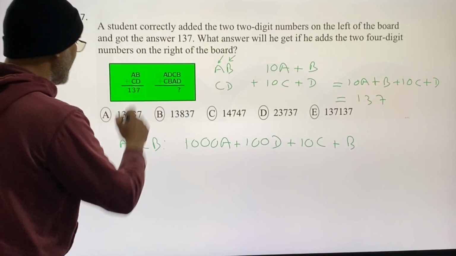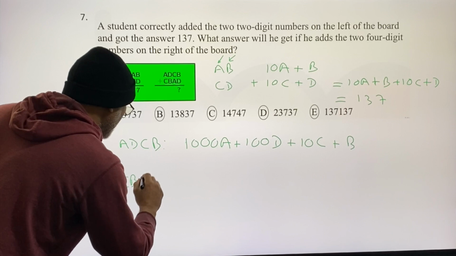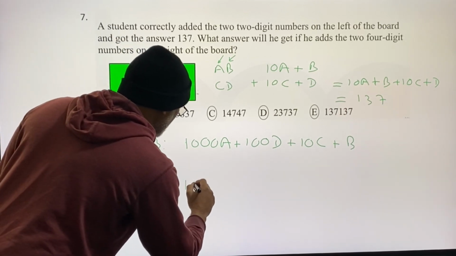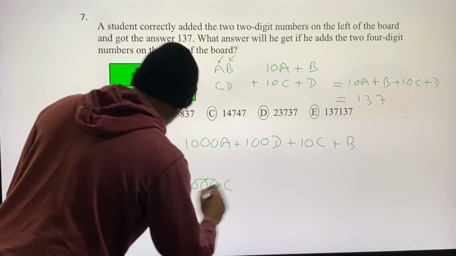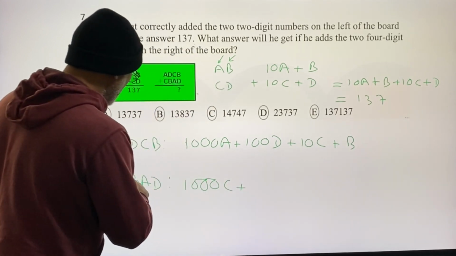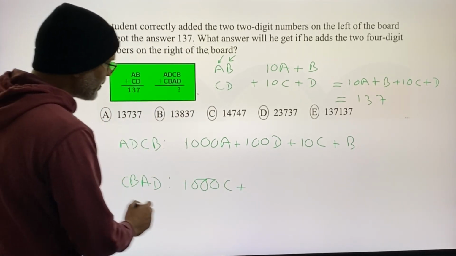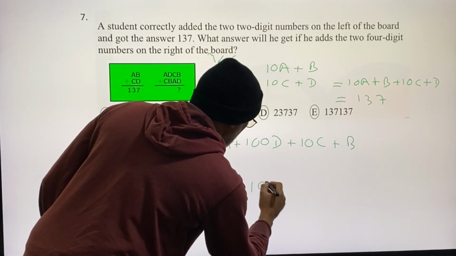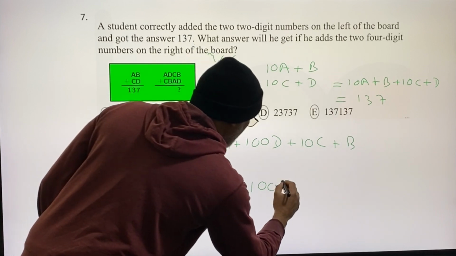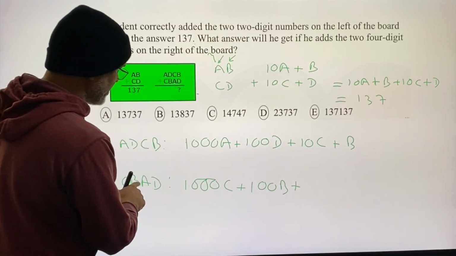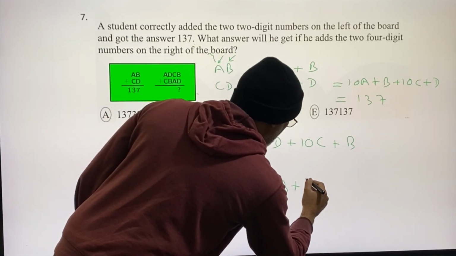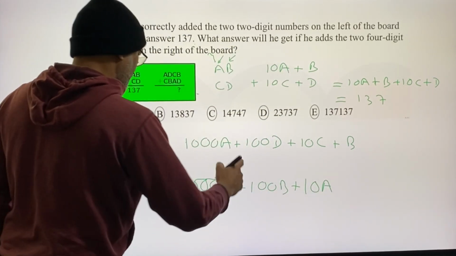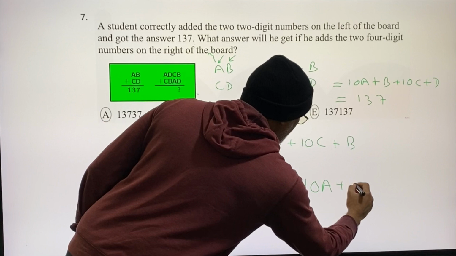Similarly, CBAD: C at the 1000 place is 1000C, plus B is at the 100 place, 100B, plus 10A, and then plus D.